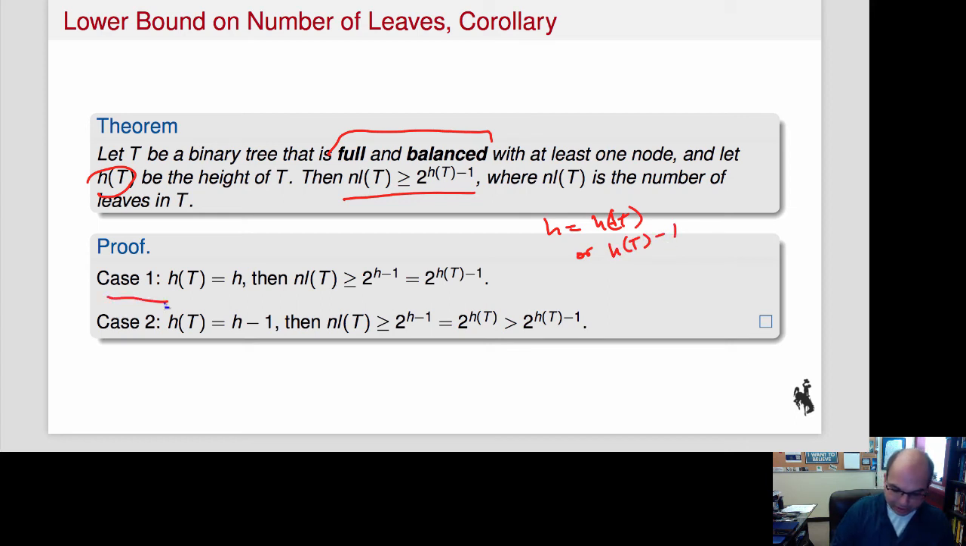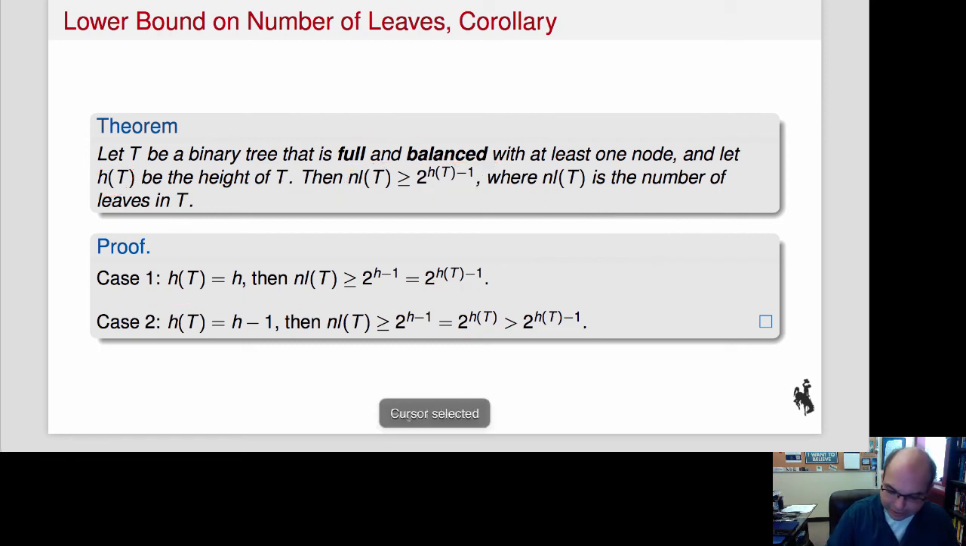So I can just take two cases. So height of the tree is equal to h. Well, then the number of leaves is 2 to the h minus 1. That's what we did in the previous theorem. And that actually is 2 to the h of t minus 1. So great, that works. What if the height of the tree is h minus 1? Well, in that case, I have that the number of leaves, 2 to the h minus 1, is greater than or equal to that. That's actually equal to 2 to the h of t, which is greater than 2 to the h of t minus 1. So it works in both cases. So this is actually a nicer statement of that theorem, because I don't need to remind you what that h means in balance. Just simply height of tree. So great.